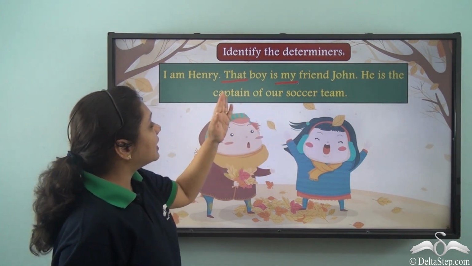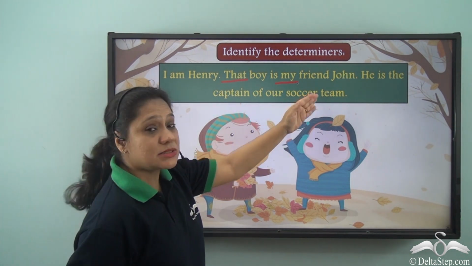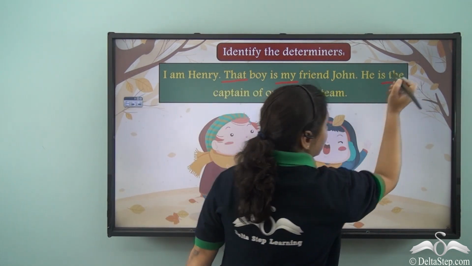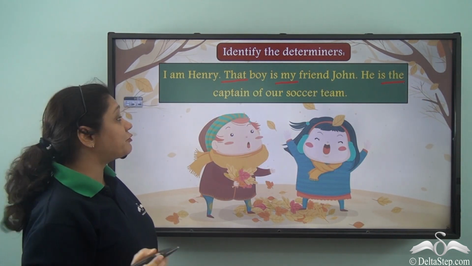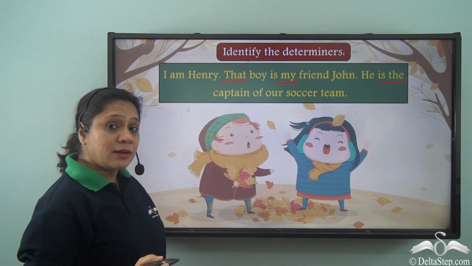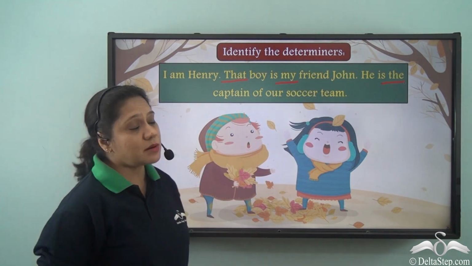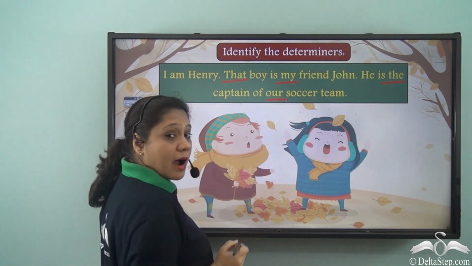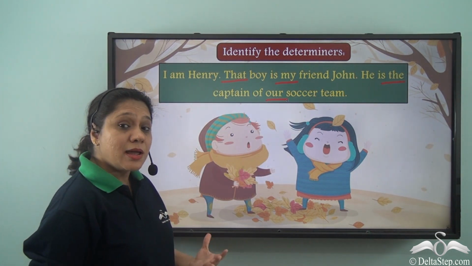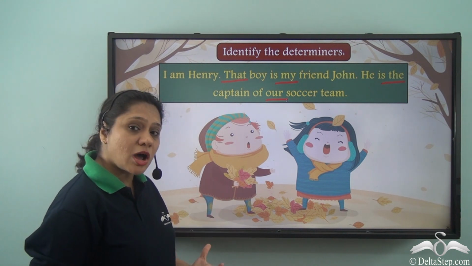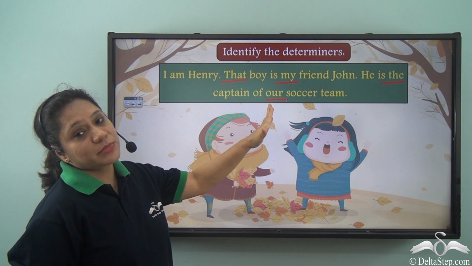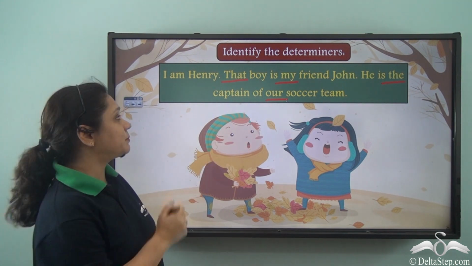He is the captain of our soccer team. Now in this sentence, the is making a specific reference to the noun captain, hence the is a determiner. And when I say our soccer team, our is showing possession and referring to a particular soccer team, hence the and our are the determiners in the third sentence.